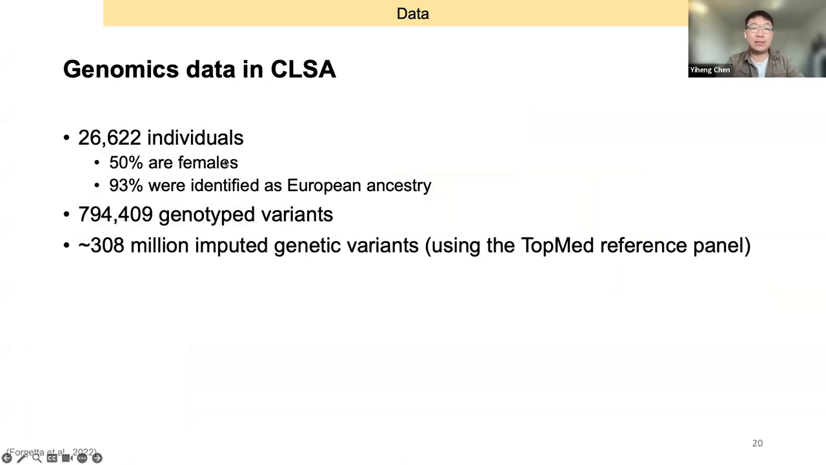Specifically for this comprehensive cohort, about 26,000 individuals have genomic data, 50% females. 93% were identified as European ancestry individuals. In the genotyping step, they measured about 800,000 variants, and then those genotyped variants were imputed using the TOPMed reference panel, which can lead to identification of over 300 million genetic variants that can be used for genetic research.